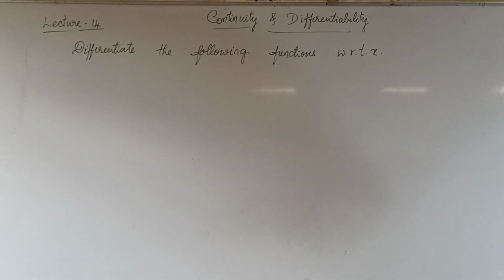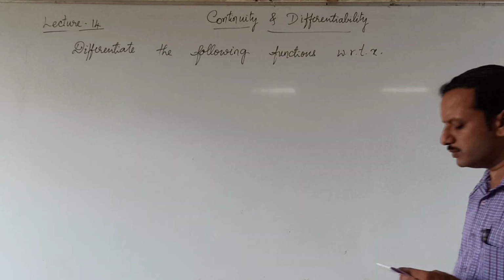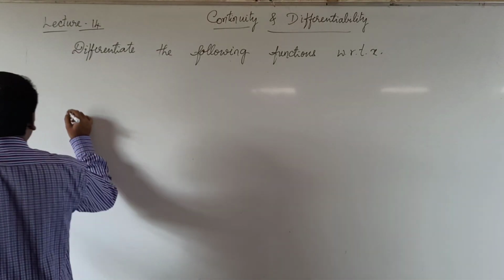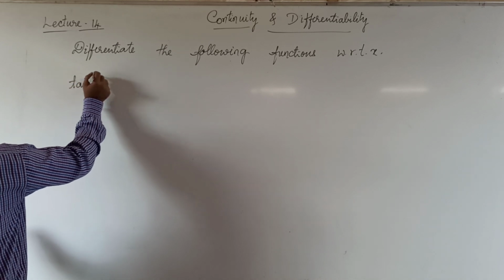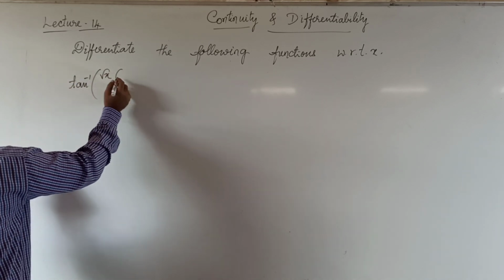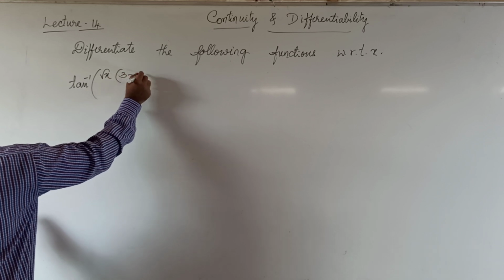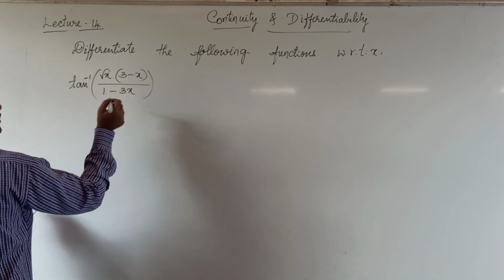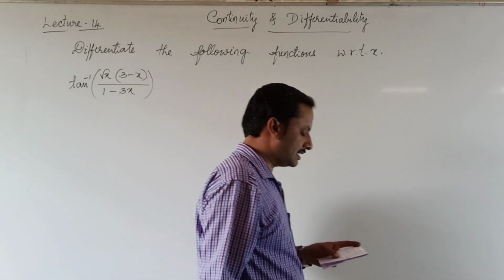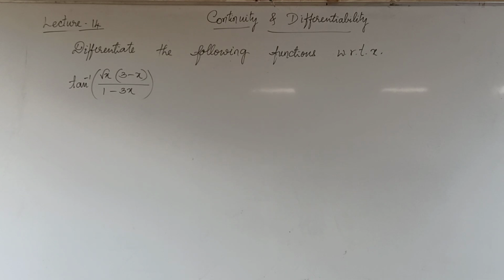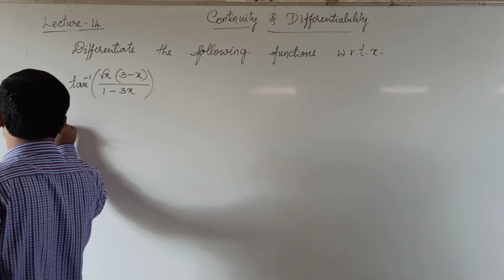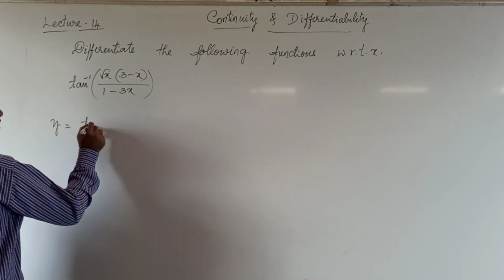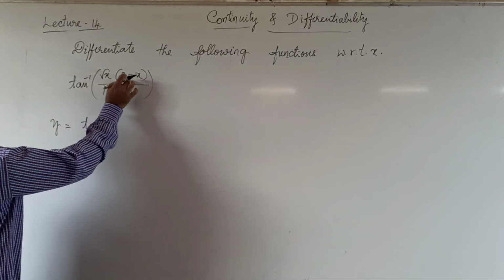Let us look at some more problems. The next question is differentiate this with respect to x. Function is tan inverse of root x into 3 minus x divided by 1 minus 3x. Okay, as always I will call this as y. That is equal to tan inverse of, I'll take this root x inside.